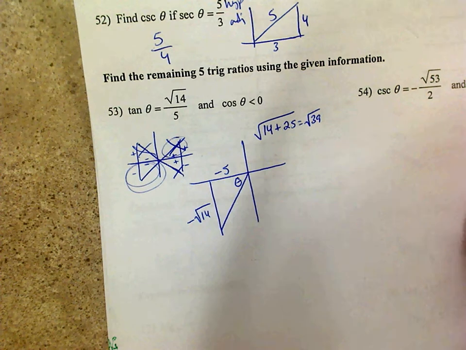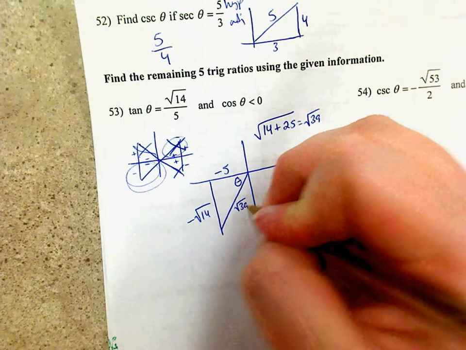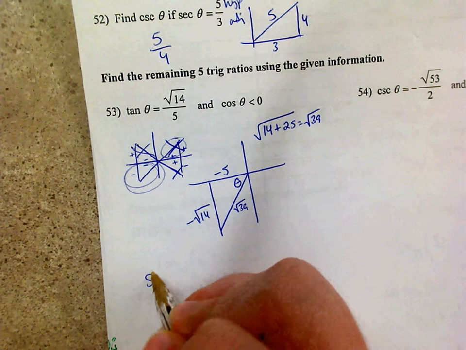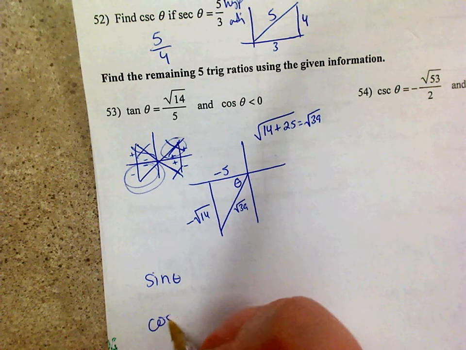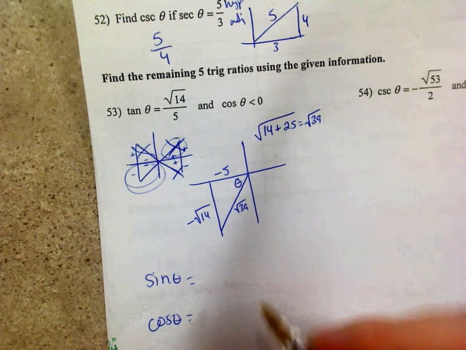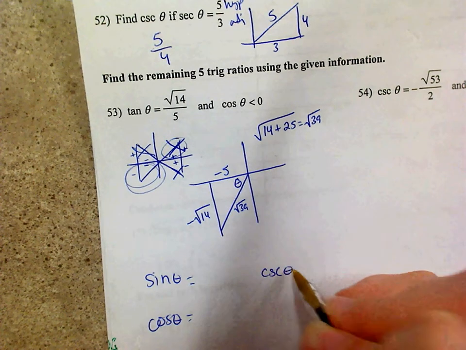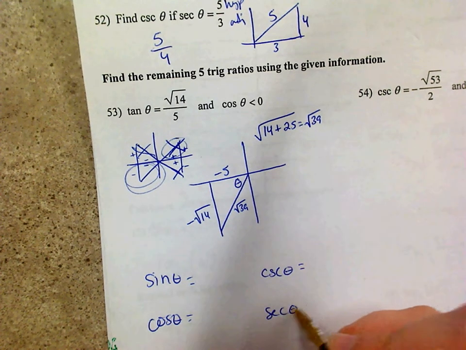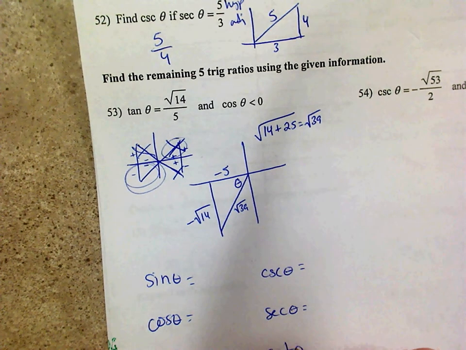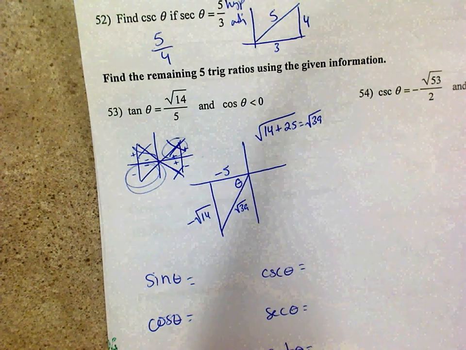So I've got sine, cosine, tangent we know, cosecant, secant, cotangent. Well, I already know cotangent. If tangent is square root of 14 over 5, then it's 5 over the square root of 14, or 5 root 14 over 14.